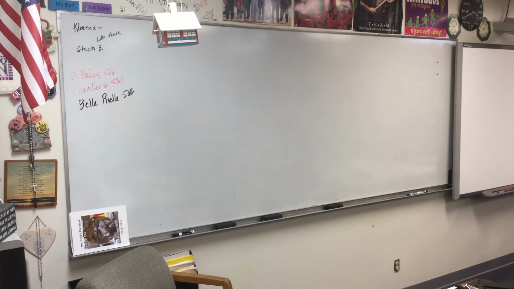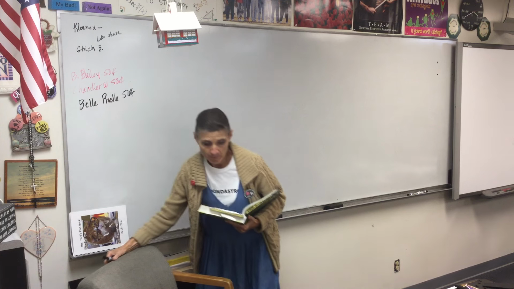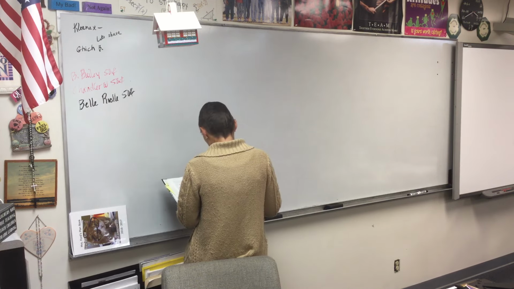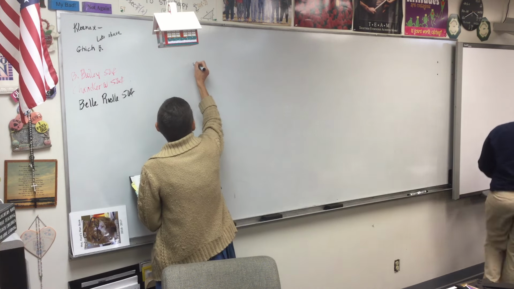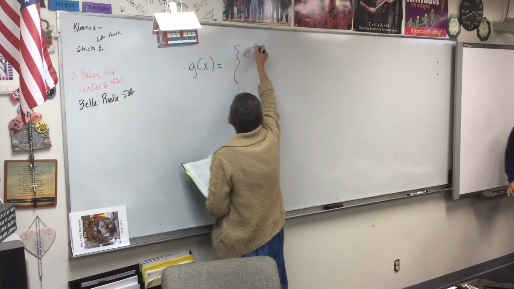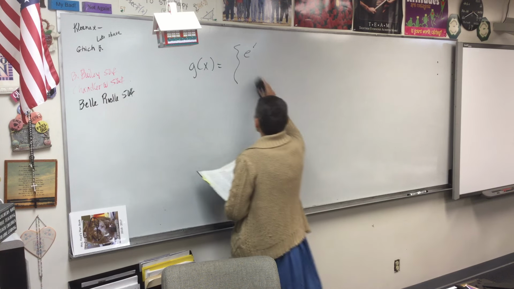Down at the bottom of the page. Let me see, let's look at number 46. So page 114, number 46. Okay, g of x equals x cubed and e to the x.